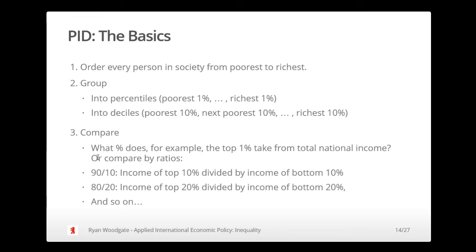Or you can compare by ratios if you want to capture more of the distribution. So for example, you can compare the top 10% to the bottom 10%. If you divide one by the other, then you will get a multiple which expresses by how much more the top 10% earn than the bottom 10%. And you can have 80-20, so the top 20 divided by the bottom 20, and so on, depending on how you define it.